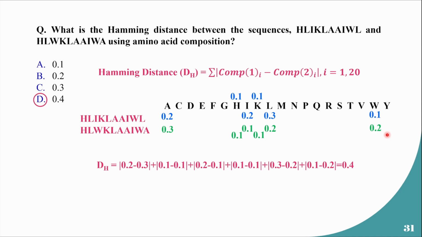So these sorts of Hamming distance calculations you might face in the assignments also. It's a very simple formula, just keep it in mind. You have to calculate the composition for each individual amino acid across a set of sequences, then compute the difference, right? And then sum it up.